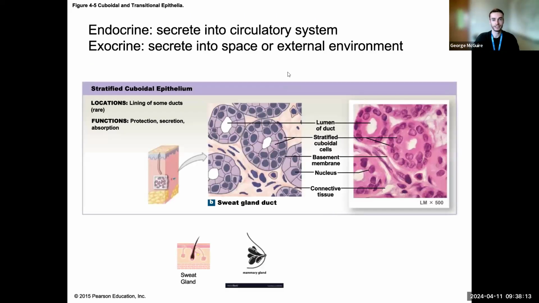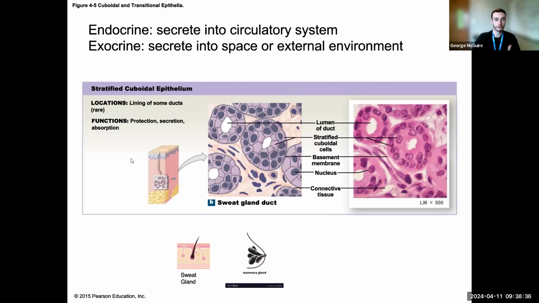Our stratified cuboidal epithelia are quite rare. They really only show up in some of our specialized gland types. So specialized sweat glands, basically, like mammary glands, which are a type of apocrine or sweat gland that is specialized to produce this more milky sweat, protein-rich sweat.